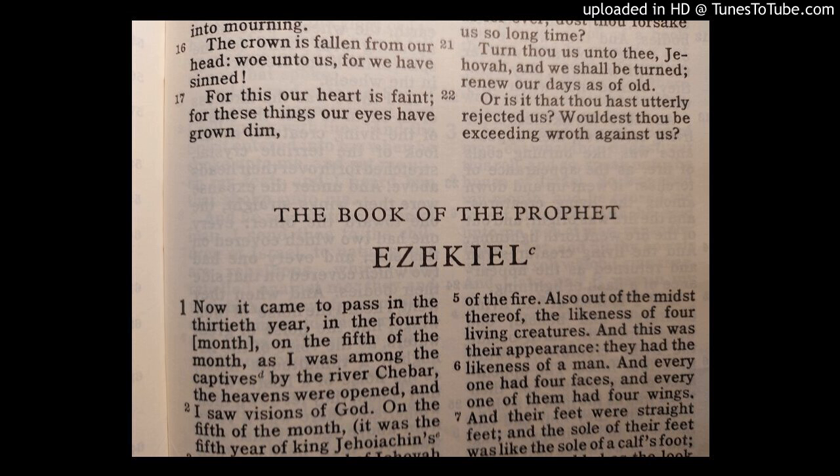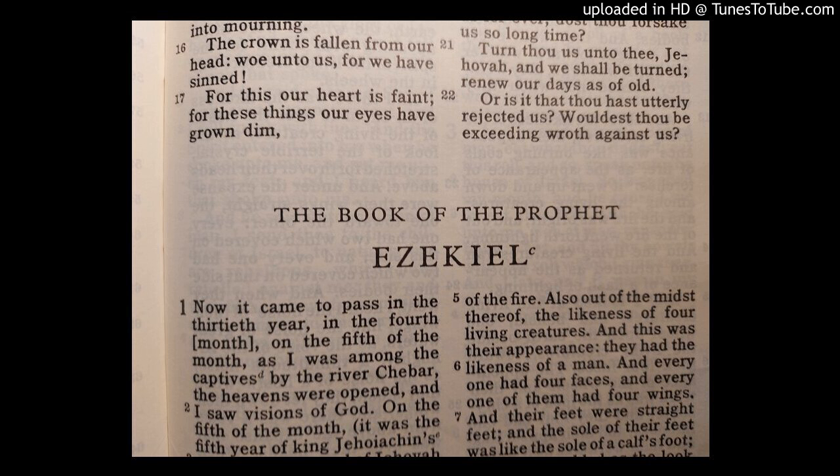Ezekiel chapter 41. And he brought me to the temple, and he measured the posts, 6 cubits broad on the one side, and 6 cubits broad on the other side, the breadth of the tent. And the breadth of the entry was 10 cubits, and the sides of the entry were 5 cubits on this side, and 5 cubits on that side. And he measured its length, 40 cubits, and the breadth, 20 cubits.